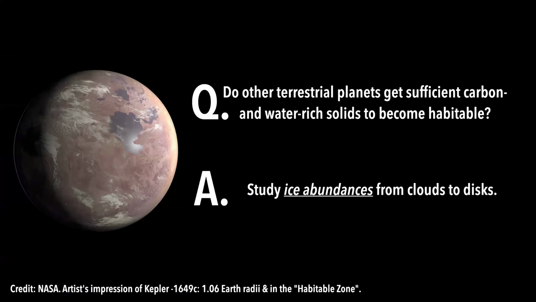So if we want to answer questions like, do other terrestrial planets like Earth get sufficient amounts of carbon and also water-rich solids in order for them to become habitable someday and for life to arise on these planets, we need to study the ice abundances all the way in molecular clouds and trace those ice abundances as they change throughout the protostellar envelope and into disks to understand how much material from these basic elements each planet can inherit. So that's the overall goal for what I'll be talking about today.